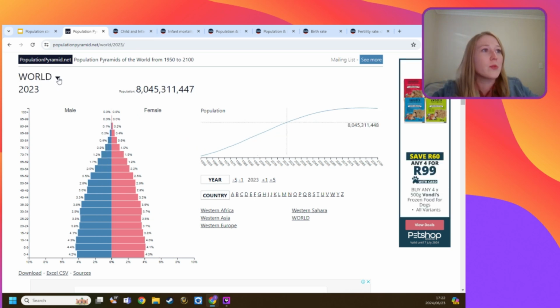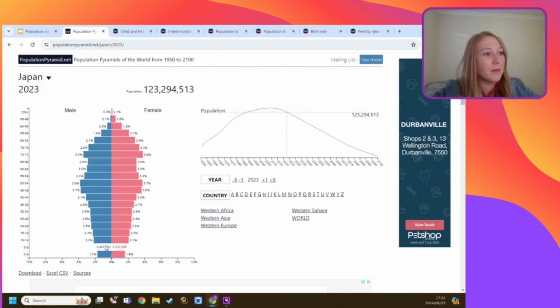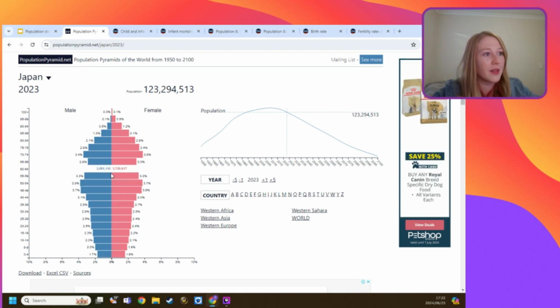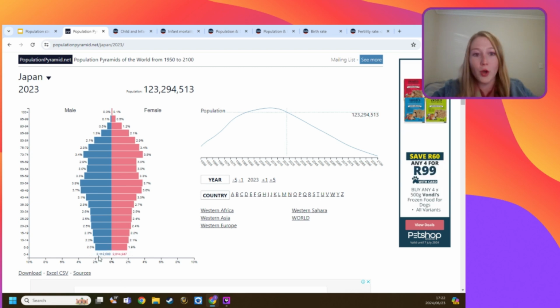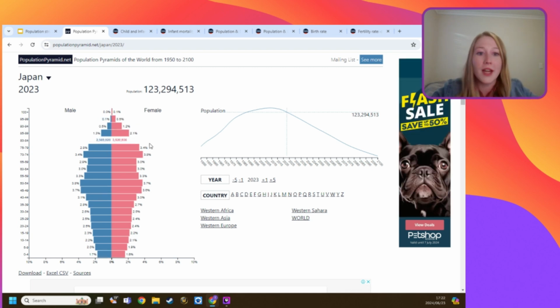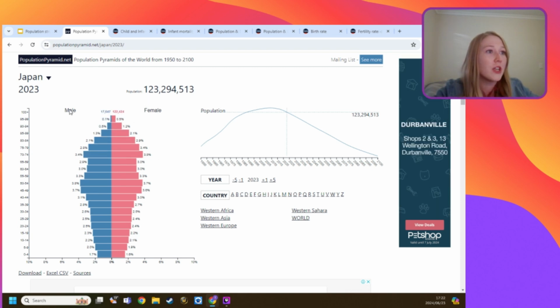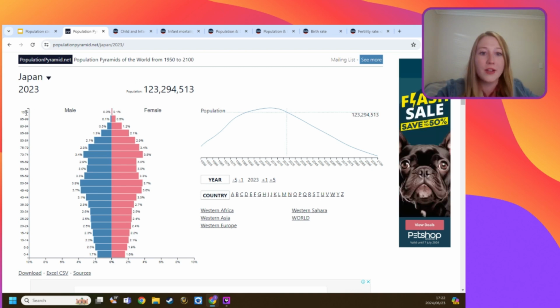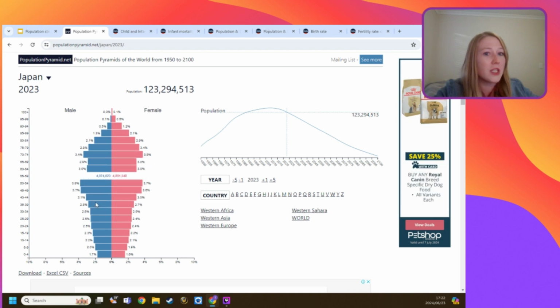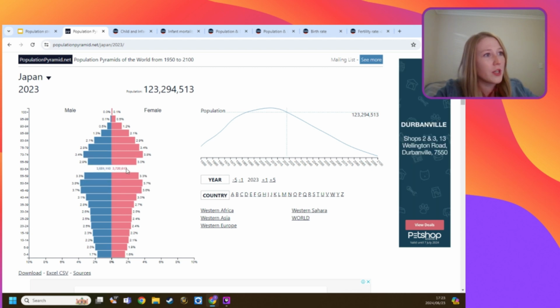I actually want to show you Japan's one so you can see what it looks like when the population decreases. So you can see that the base is much narrower than the middle. That means that they're not having a lot of kids. There is a very low fertility rate, very low birth rate, and clearly a very low death rate as well, because a lot of them are living to an old age. We have a percentage over here that's 100 plus, and the biggest proportion is in the adult age group, and some even going into the aging age group.